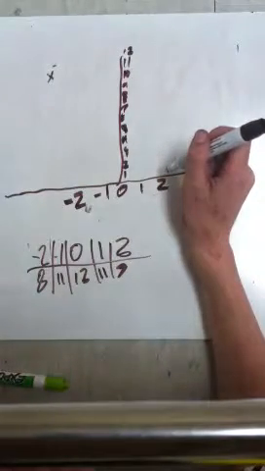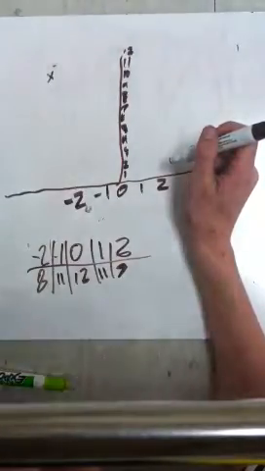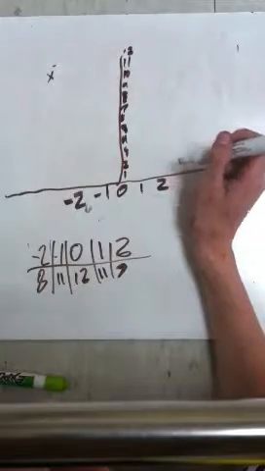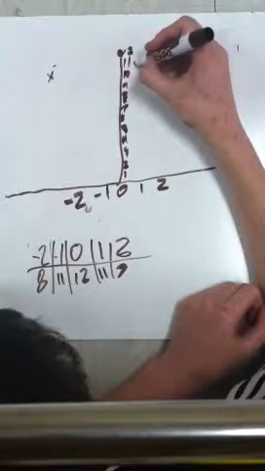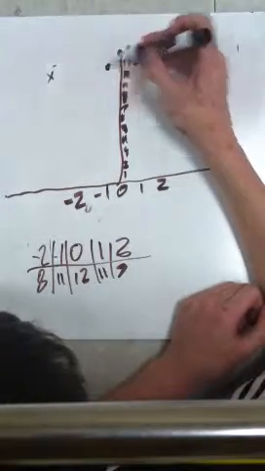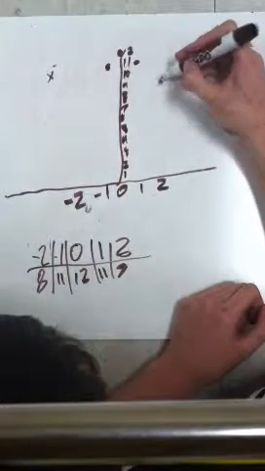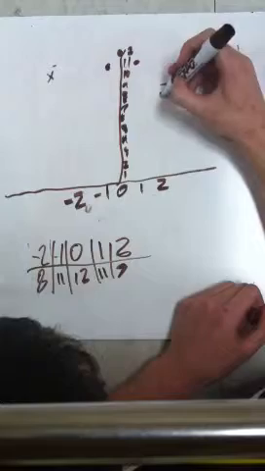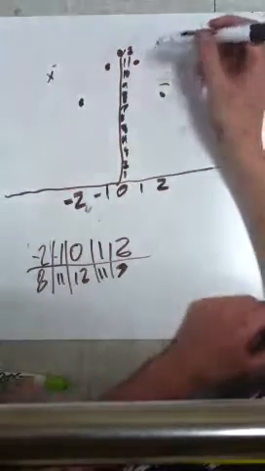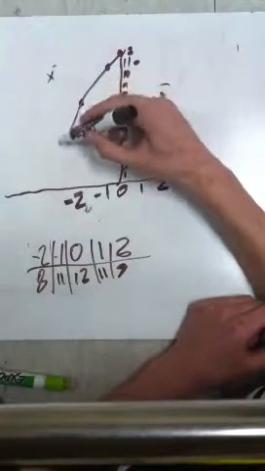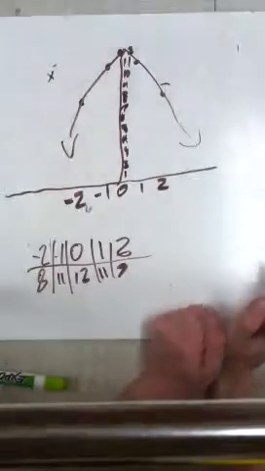And the graph for number 3: we're going to start at 0, 12, and then the next point is going to be 1, 11, then 2, 8, then negative 1, 11, and then negative 2, 8. Then we connect them, and that's the third one.